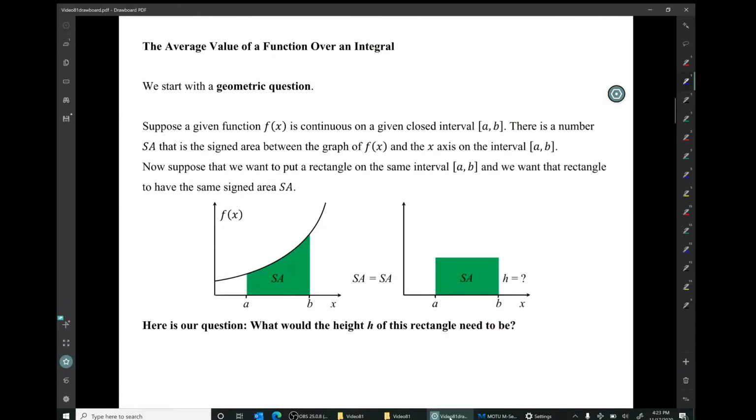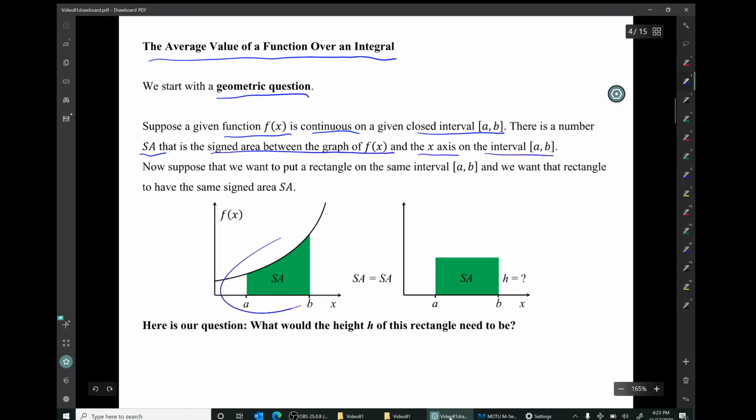So as I said, we will be discussing today the average value of a function over an interval. We'll start with a geometric question. Suppose you have a given function that's continuous on a closed interval. Then there's a number denoted by SA that's the signed area between the graph of the function and the x-axis on that interval. So there is a picture of that region.